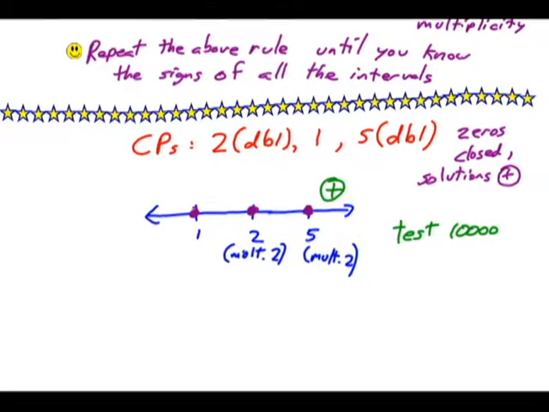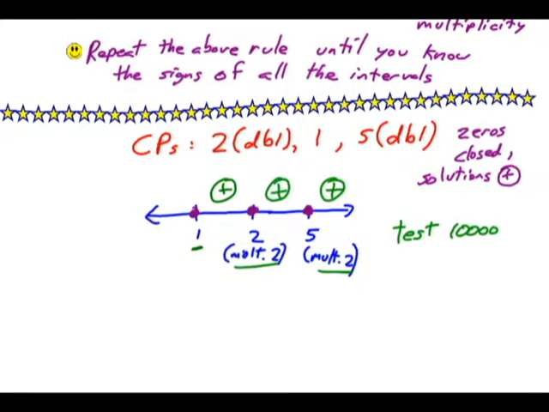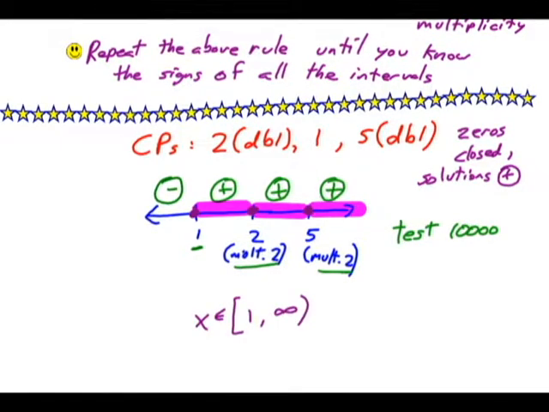Now we find the adjacent intervals by looking at the multiplicity. Multiplicity 2 means we'll have the same sign. Same sign. Multiplicity 1 means we will switch signs. And we're done with that. Now we just fill in the solution regions and rewrite in interval notation. Notice that since the zeros are closed, we have one continuous solution interval from 1 all the way up.